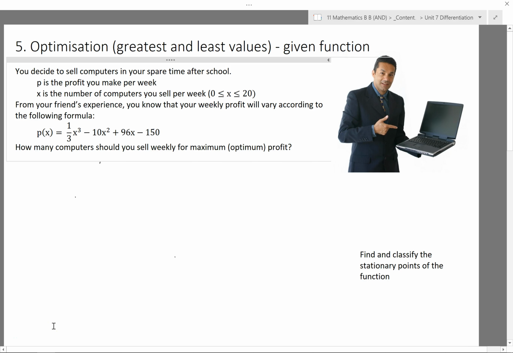This video is about optimization and finding the greatest and least values. So we're deciding to sell some computers in our spare time after school, and we're going to have two variables. Lowercase p will be the profit we make each week, and x is the number of computers that we'll sell each week. Okay, we'll note that we have a domain here that x needs to be between 0 and 20.